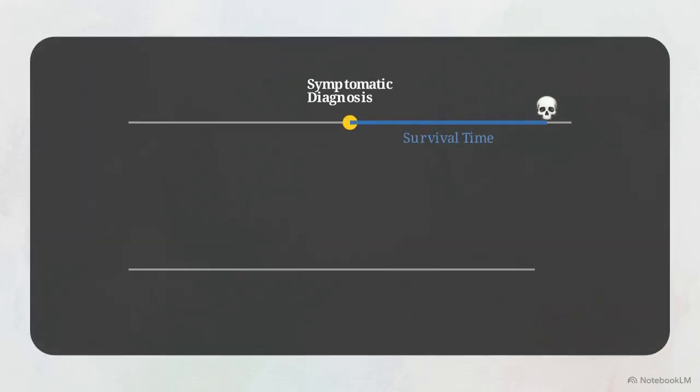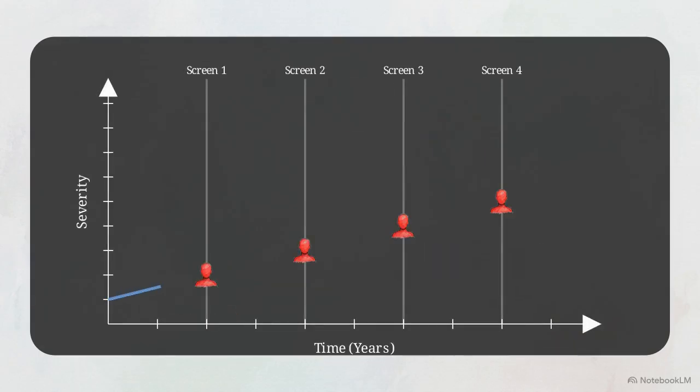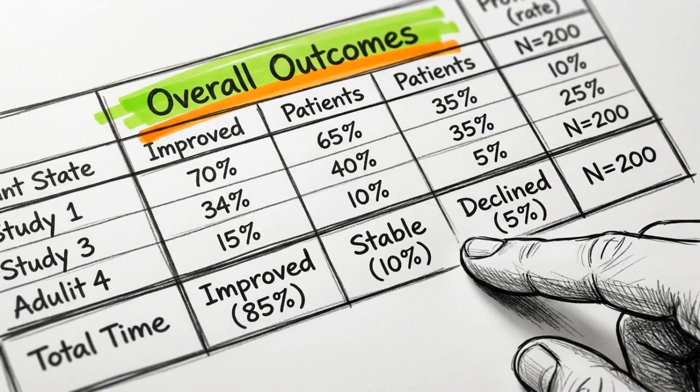Lead time bias is a distortion of survival data, common in screening studies. Earlier diagnosis makes the survival time look longer, even if the actual death date is not delayed. Additionally, length time bias occurs because screening preferentially detects slow-growing, less aggressive disease, missing fast-growing tumors that kill between screening intervals. Identifying more disease earlier is not the same as saving lives, which is why absolute mortality is the primary metric used to validate screening programs.